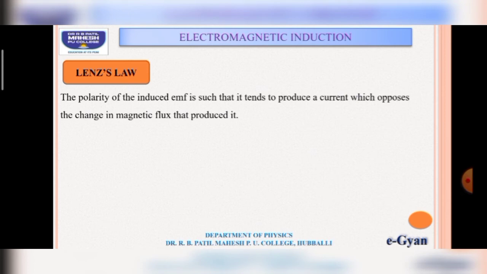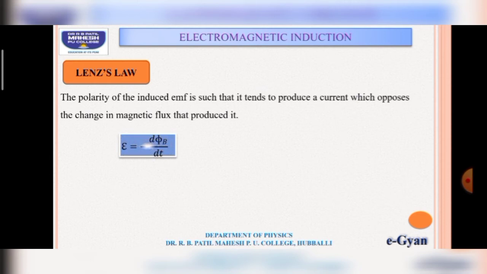The polarity of induced EMF which is produced in the coil is such that it tends to produce the current which opposes the change in magnetic flux that produced it. That means if the flux linked with the coil increases, the induced current opposes the increase in magnetic flux. If the flux linked with the coil decreases, the induced current opposes the decrease of magnetic flux. That is the meaning of this statement.